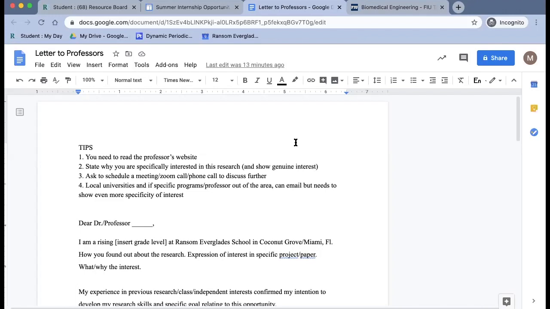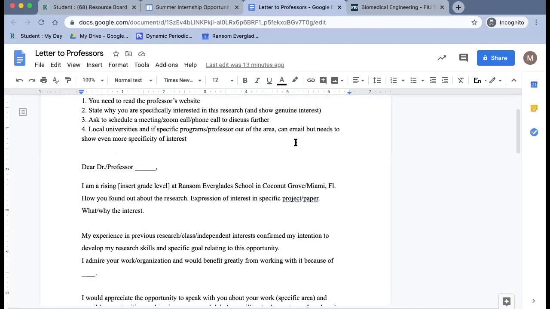And as I said before, if you're not contacting local universities, if you have a really, really specific interest, you can definitely contact people outside of Miami or Florida or wherever you are. I would just say that when you're contacting these types of professors, you definitely want to show why specifically them, because they might be wondering why is someone from Miami contacting me when I live in New York, you know? So definitely show that genuine interest again.